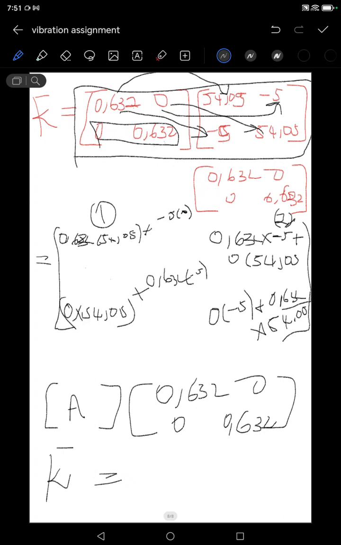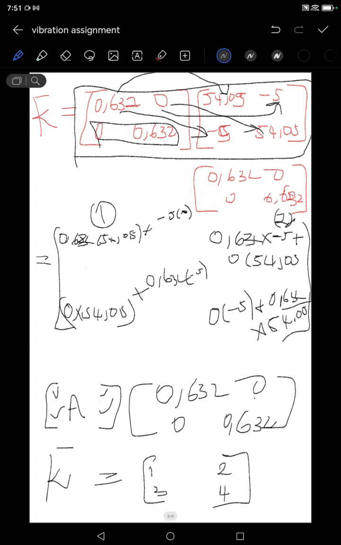Still going to do the same. So here we're going to have answer 1, this one, and this one. So this answer is going to multiply with this one, and this one is going to multiply with this. And then we're going to have our normalized stiffness in a matrix form. We're going to have an answer here, another answer here, and another one here. So this is how the normalized stiffness is going to look like.